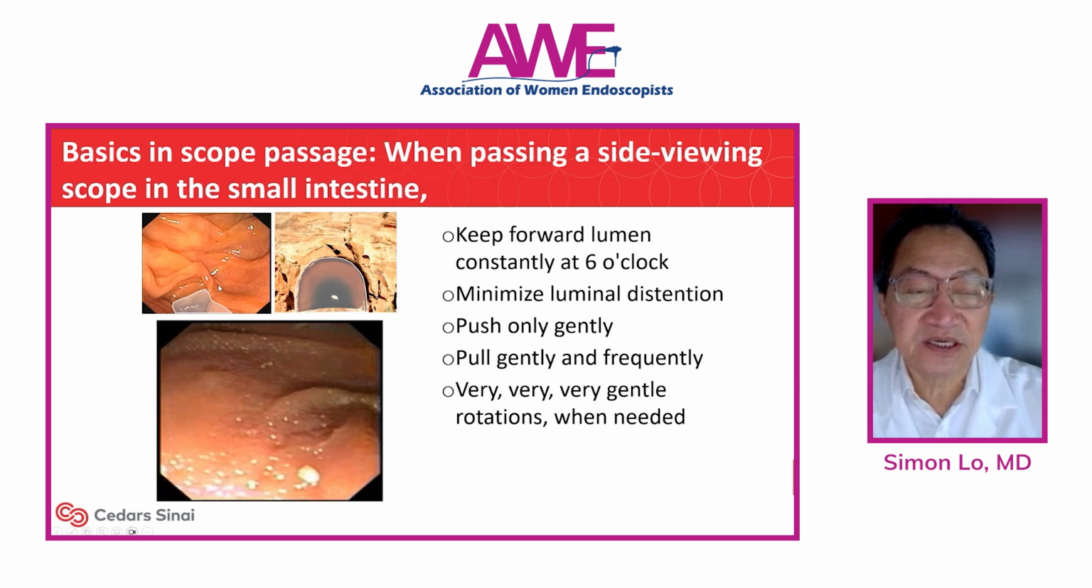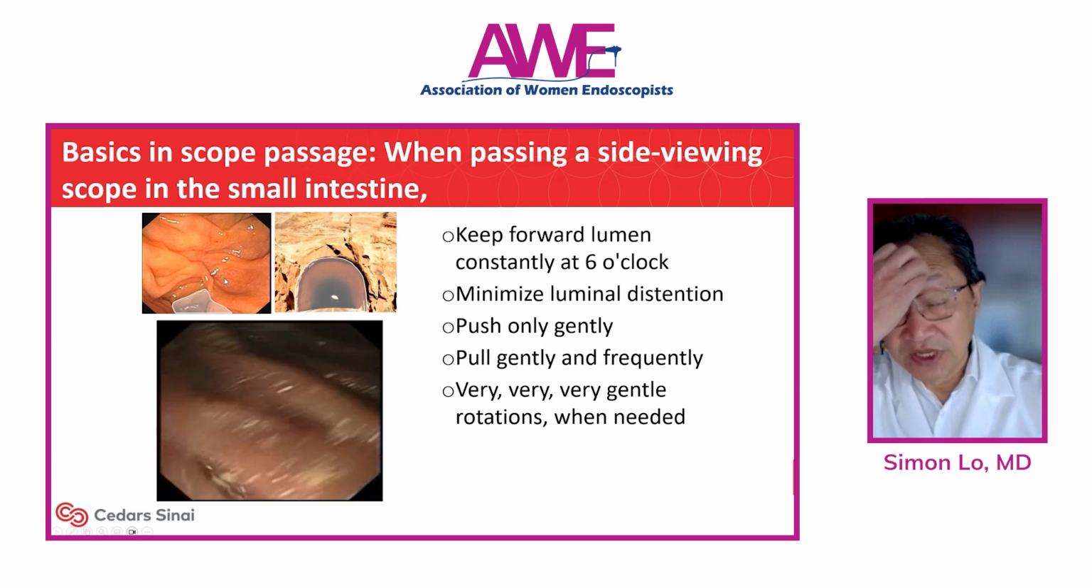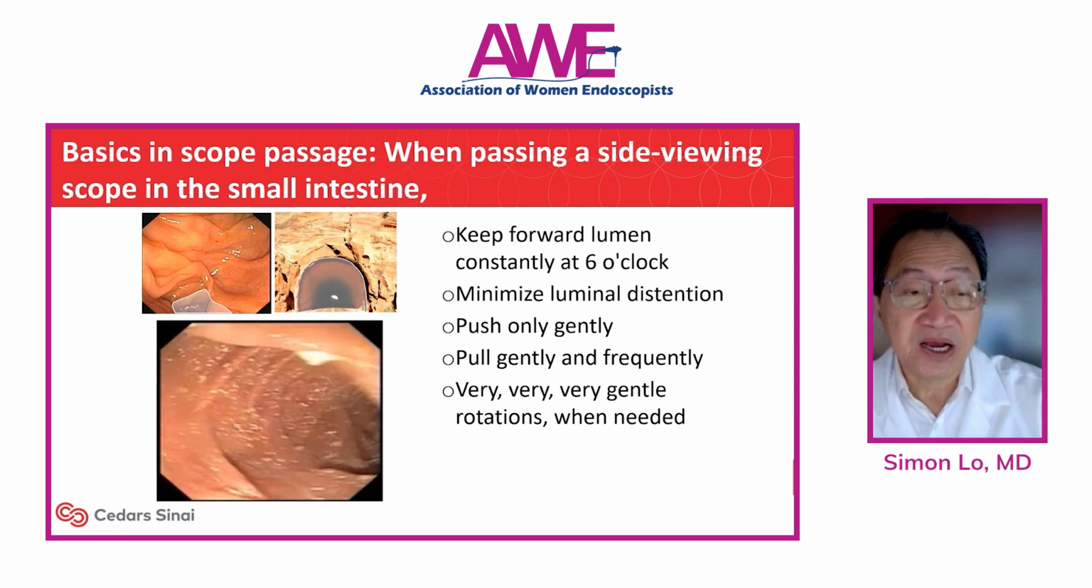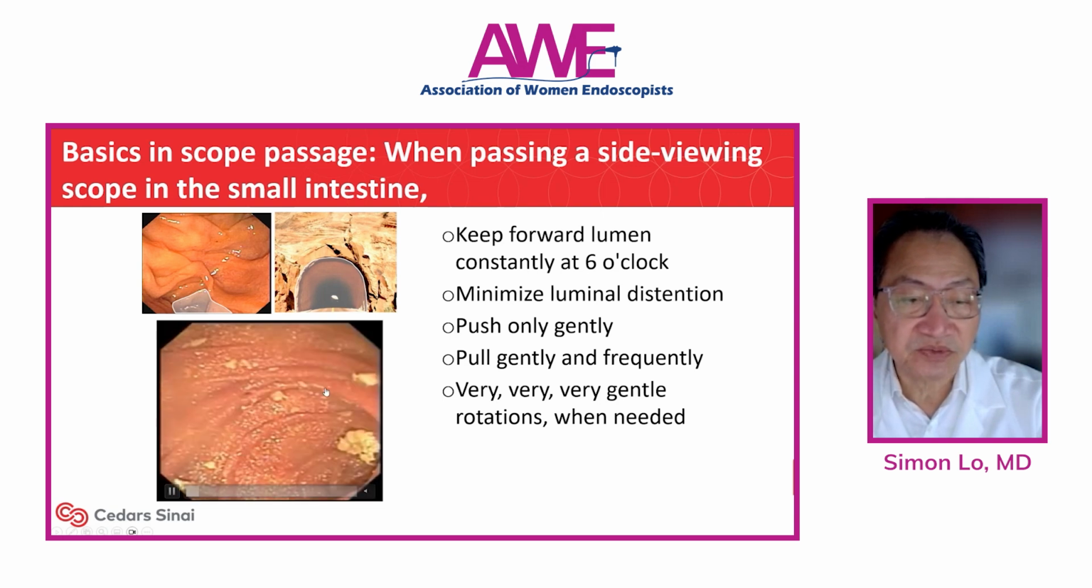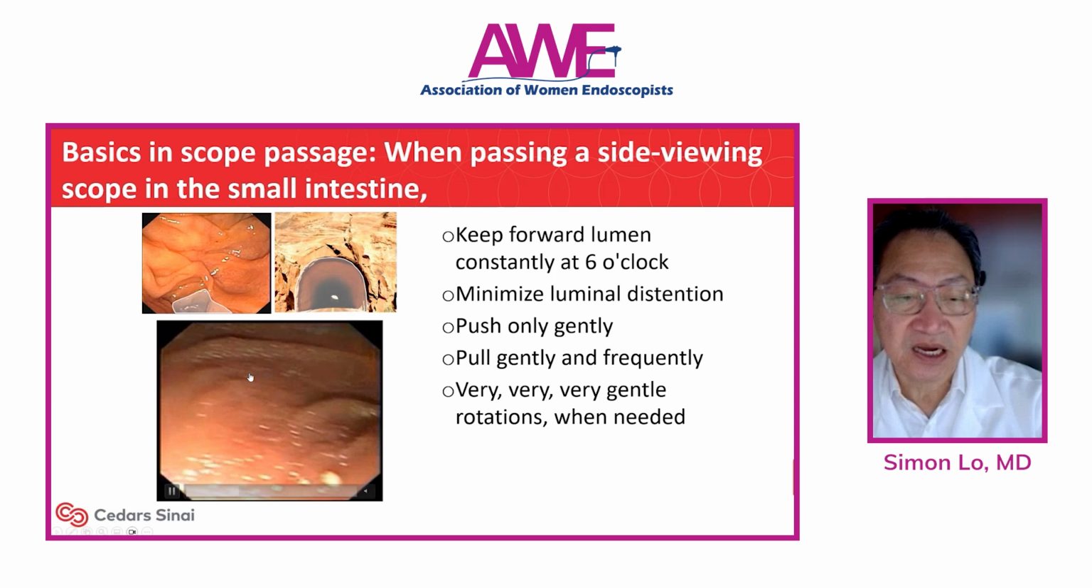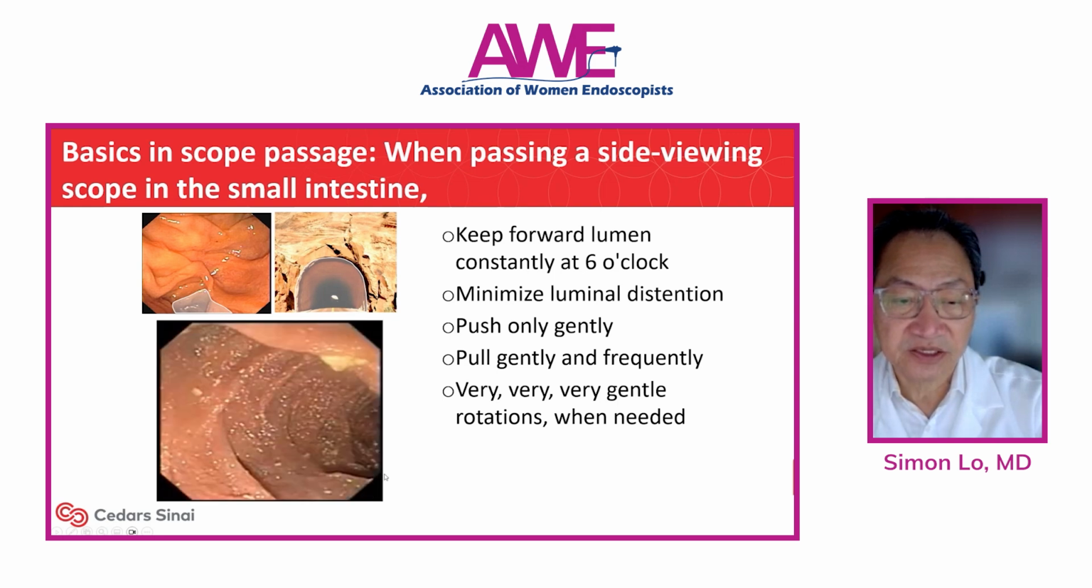Now, when passing the duodenoscope through Billroth II type anatomy, I like to keep the lumen at the 6 o'clock position, much like you're driving a car through a tunnel. So 6 o'clock midline is always important, and minimize the air insufflation, push only gently, and always shorten the scope intermittently. Very little rotation is needed. Again, this is one of the ways of doing that. You can see very slow, deliberate movement, keeping the lumen at 6 o'clock, and so forth.